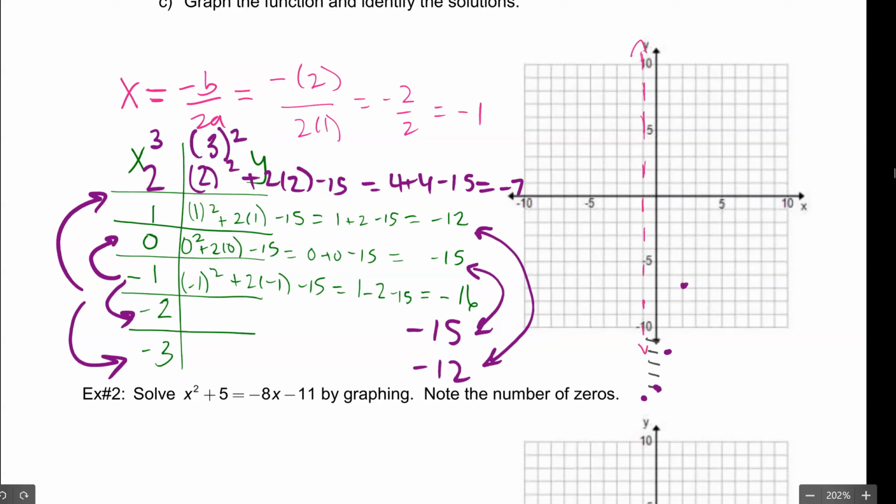Okay, I'm picking another number to the right. I'm going one number to the right of my axis of symmetry, plugging in, what's the y value. Doing 2 numbers to the right of my axis of symmetry. I'm doing 3 numbers to the right, find the y. I'm doing 4 numbers because I really want to be precise with what x value gives me a y value of 0. So I have 9 plus 6 minus 15. That gives me a y value of 0. So 3, 0.